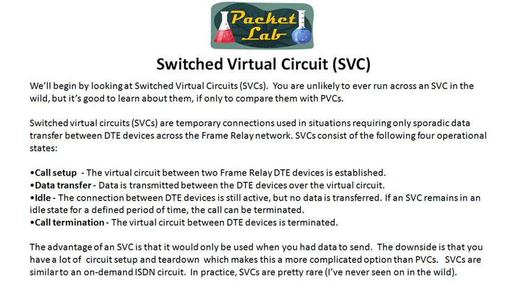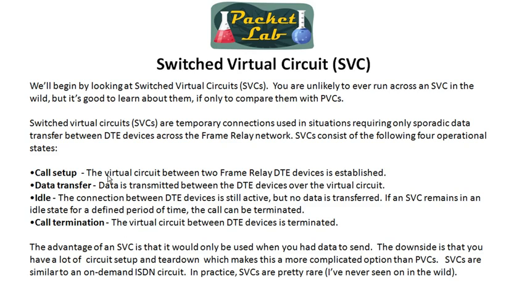Anyways, I'm digressing. SVCs are basically temporary connections used when you're only going to be sending sporadic data transfers between two routers. I'm going to stop saying DTE devices because we're talking about routers across a frame relay network. And there are four operational states. If you studied or used ISDN, you'll be familiar with these four operational states. There's call setup, data transfer, idle, and call termination.